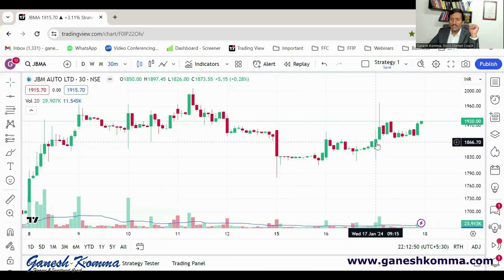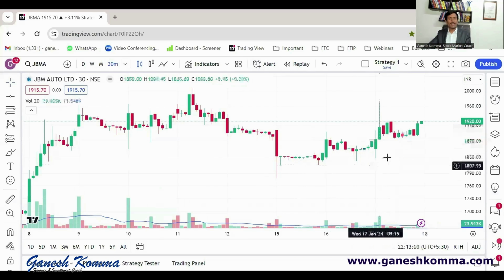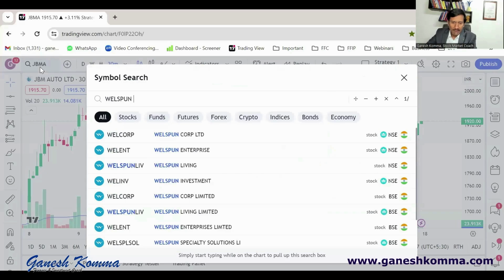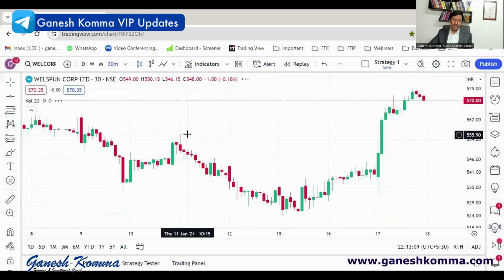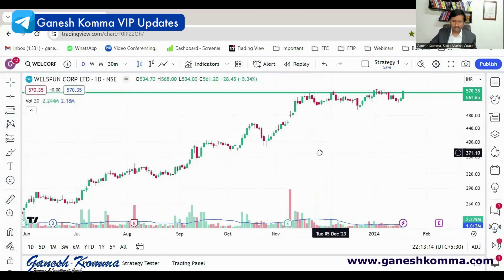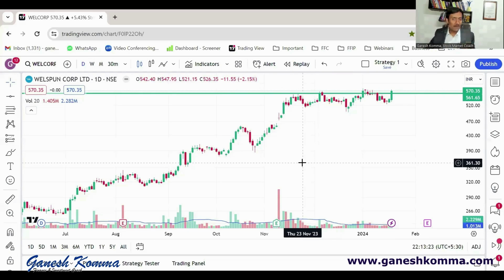Even today, on 17th January, at 9:15 or even 9:30, even in a falling market, this is exhibiting strength. Even today, one of the live entry opportunities is Welspun Corp Limited, where on daily, fundamentally a decent business, the debt to equity ratio is at very, very low levels. So no problem with leverage.